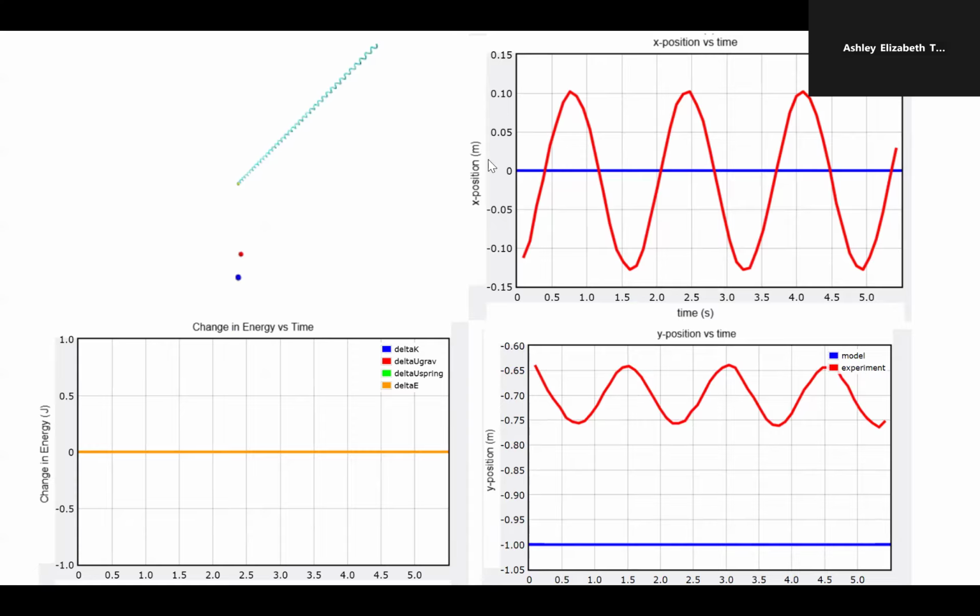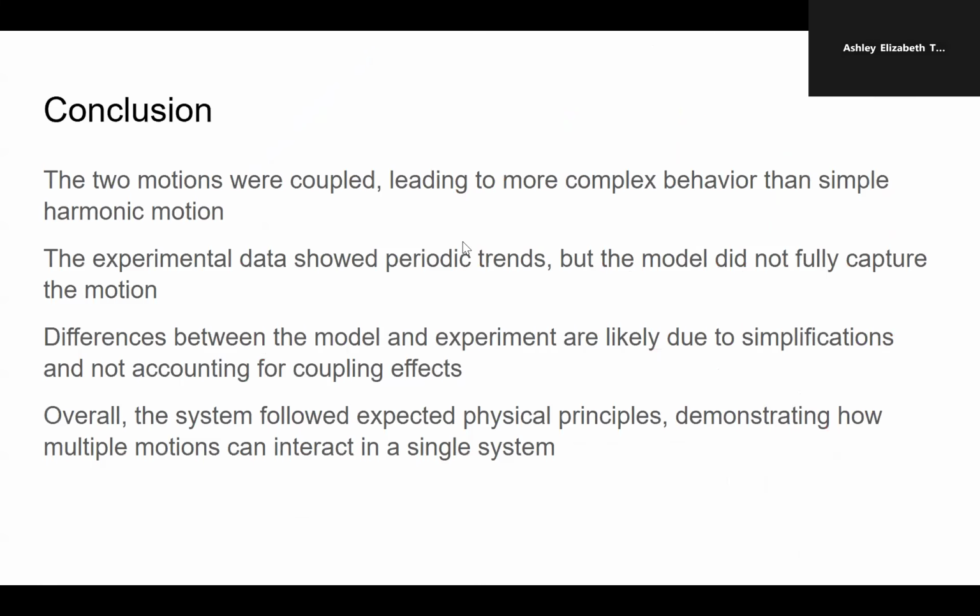One of the key observations from this lab is that the horizontal and vertical motions are coupled. This means that the swinging motion affects how the spring stretches and compresses, and the vertical motion also influences the horizontal movement. Because of this interaction, the system does not behave like a simple harmonic motion in just one direction, and the resulting motion is more complex than either a simple pendulum or a simple spring system alone.